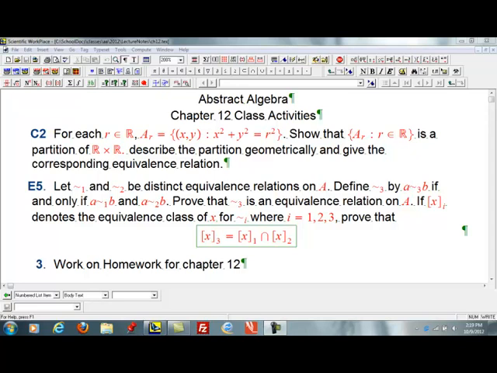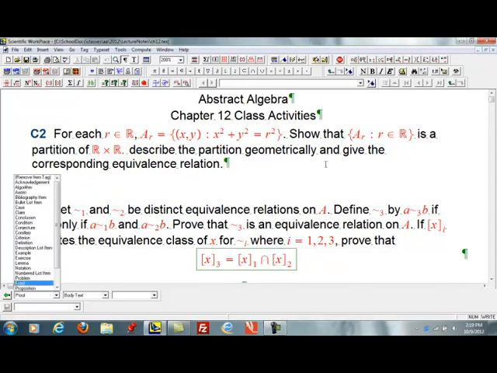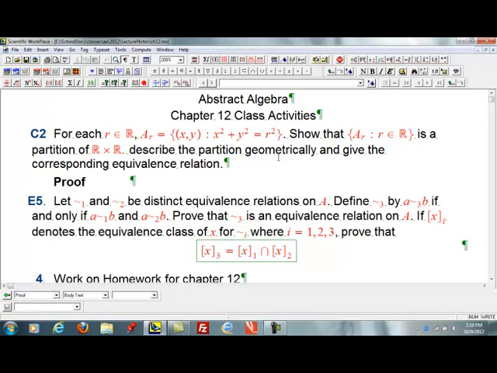So if they intersect, they have to be the same. And then the union of all the subsets has to equal the group. So we have to show two things. So let's see if we can do this. They give us a partition.